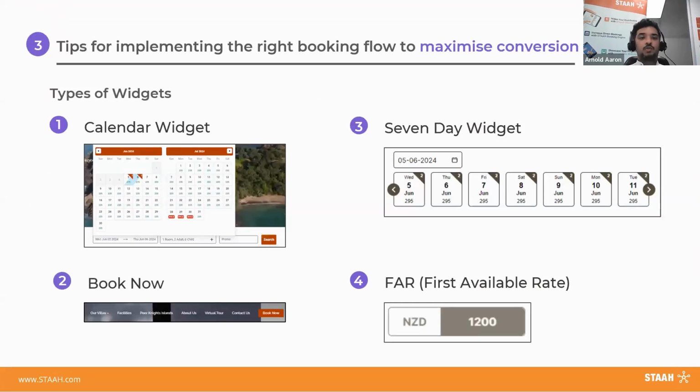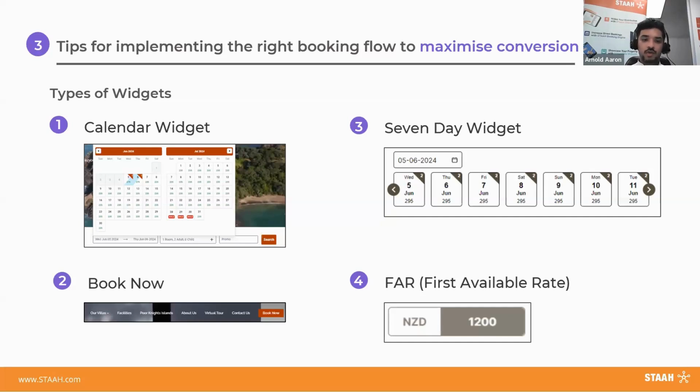So again, continuing with our tips for implementing the right booking flow to maximize conversion. Now, there are 4 types of widgets that STAAH can provide you with. The first one being a calendar widget. Now, what this one does is it's a plain simple widget. A lot of you are probably already using it.